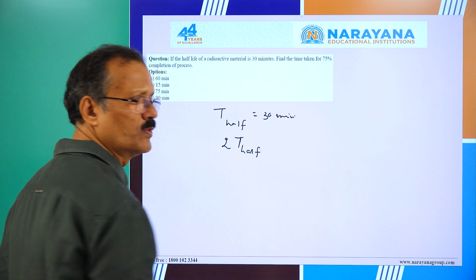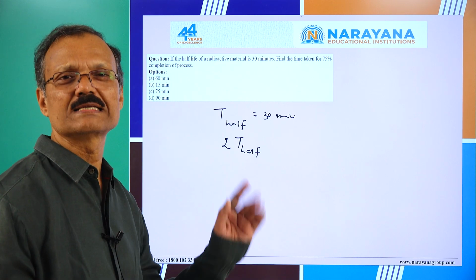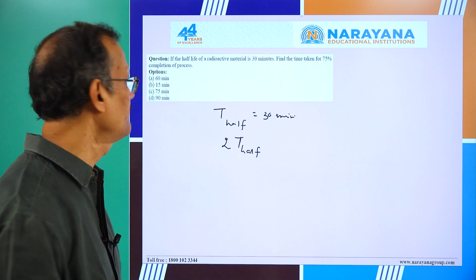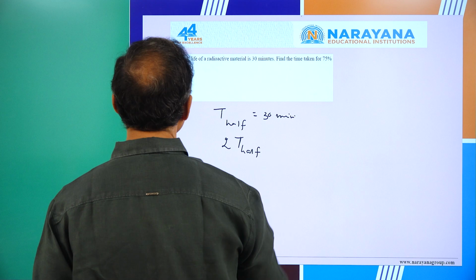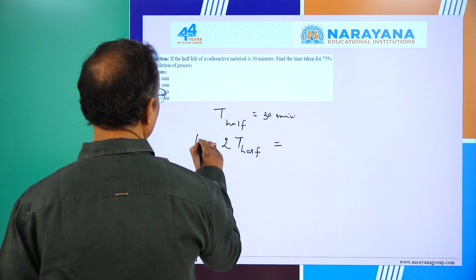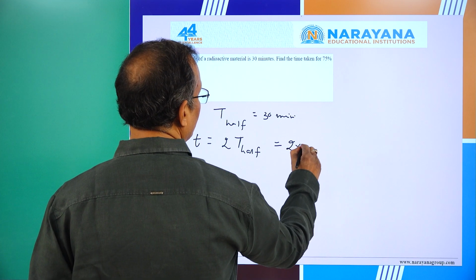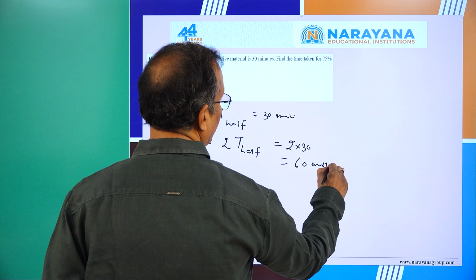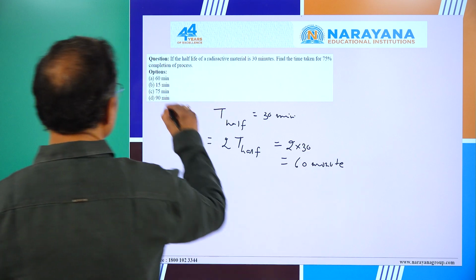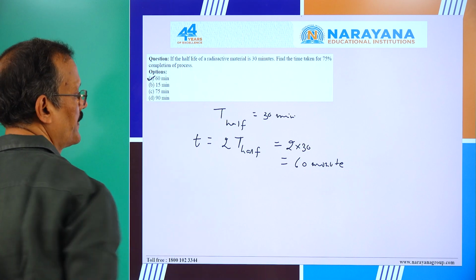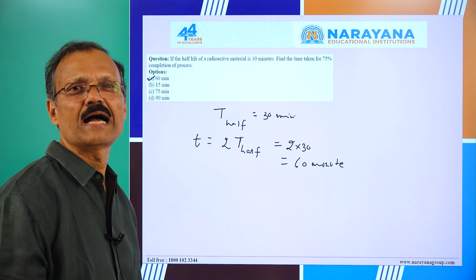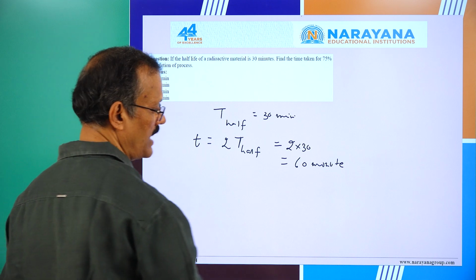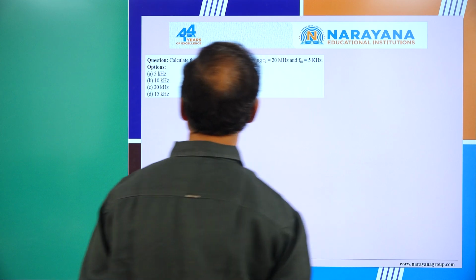No need to use the formula N equals N naught e to the power minus lambda t. Directly it is 2 half lives. Half life they have given 30 minutes. So T will be equal to 2 into 30 minutes, equal to 60 minutes. That's 1 hour. So the answer will be A. Clear to you? Damn simple question you have. Directly related to T half they have asked you. Let us move to the next question.